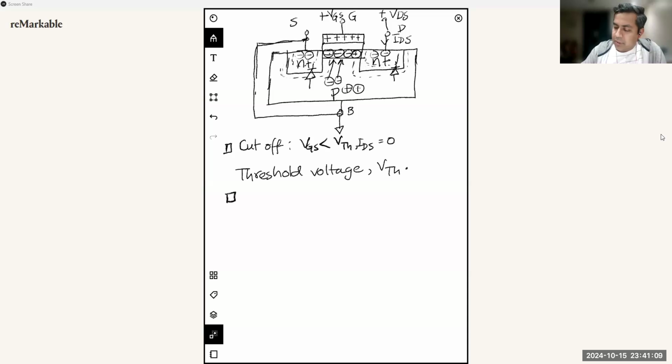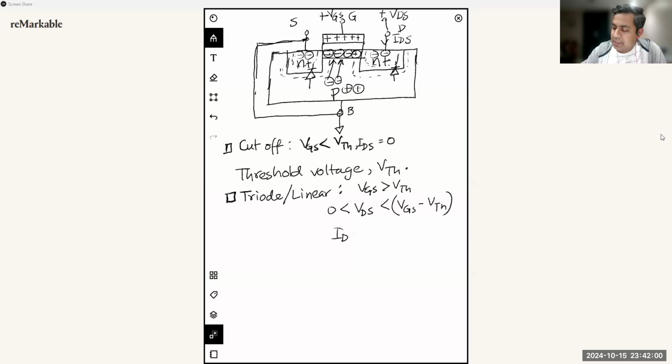Now the second region, when our VGS becomes larger than VTH, and we have a voltage VDS between the drain and the source, this region of operation is called triode or linear region, and the condition is VGS is greater than V threshold and VDS is greater than 0 volt, but less than VGS minus V threshold.